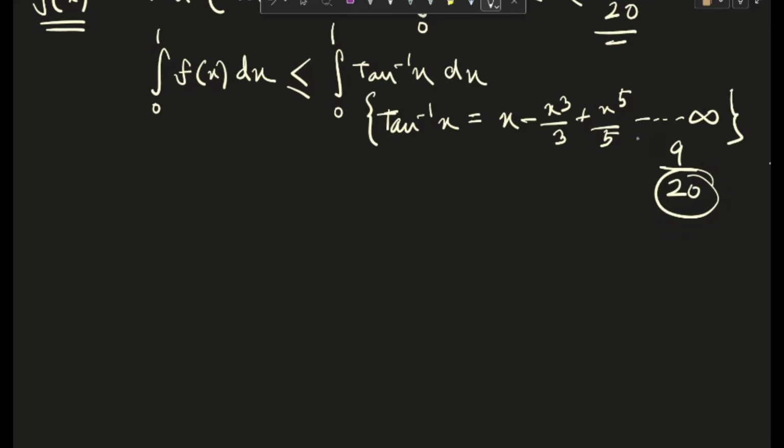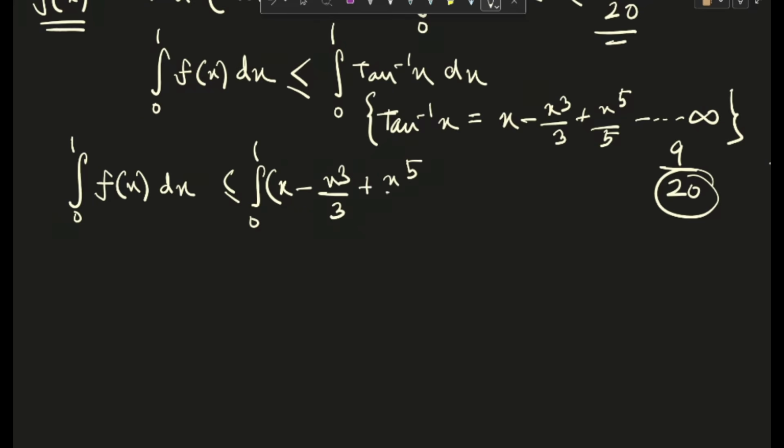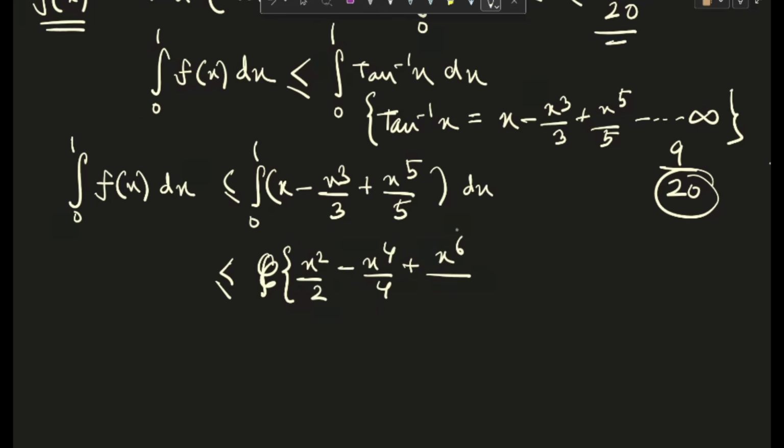20 is some sort of related to 5. So I guess we can take 3 multiples. Okay, maybe this is not very logical, but yes, exam hall ideas will work like this. So integral 0 to 1 f of x dx will be less than or equal to integral 0 to 1 x minus x cube by 3 plus x power 5 dx, and this will be less than or equal to, if we evaluate this, x squared by 2 minus x power 4 by 4 plus I guess x power 6 by 6 or 30.